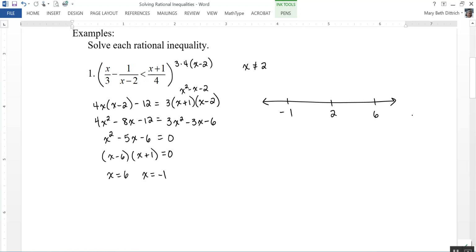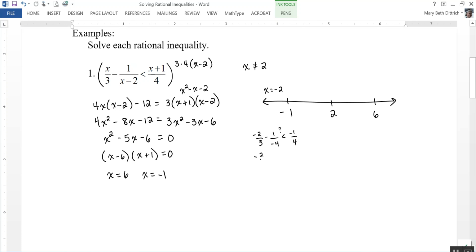So I'm going to choose a value of x in each one of those intervals, plug it into my original inequality, and see if it works. So for the first one, I'm going to choose x is equal to negative 2. So when I plug negative 2 into my original inequality, I get negative 2/3 minus 1 over negative 4. Is that less than? Negative 2 is going to give me a negative 1 over 4.